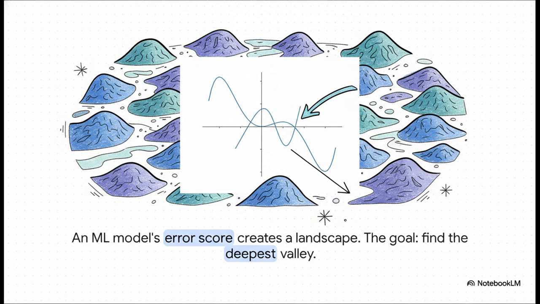Well, if you were to plot out all of those possible scores, you'd get this complex, rolling landscape of hills and valleys. The entire process we call training an AI is really just an algorithm trying to find the lowest point, the very bottom of the deepest valley in this huge imaginary landscape.